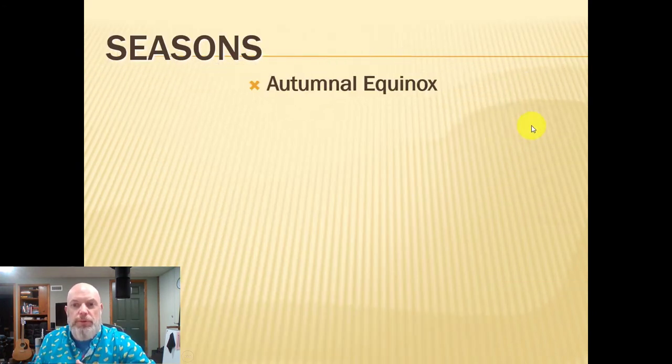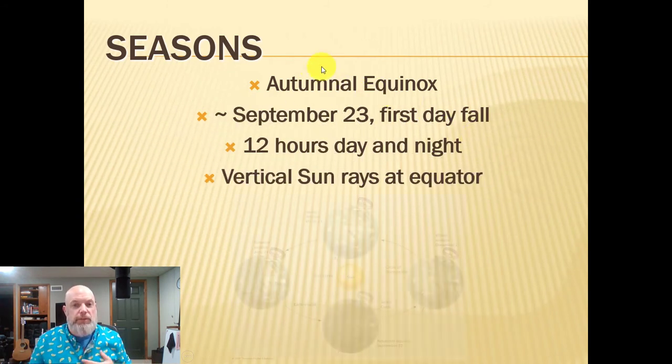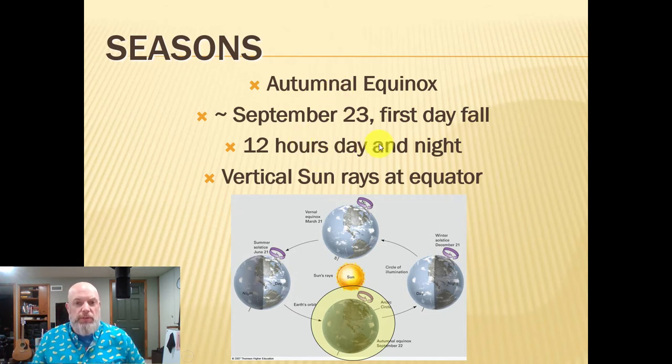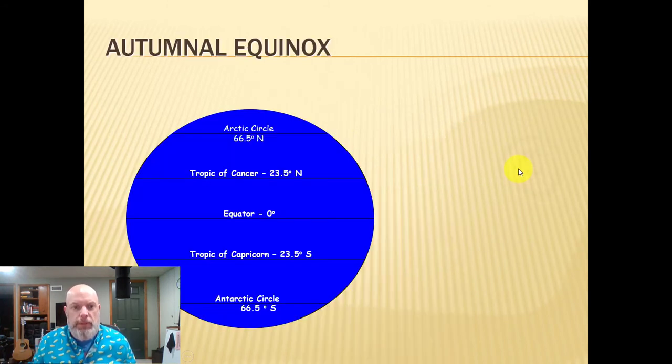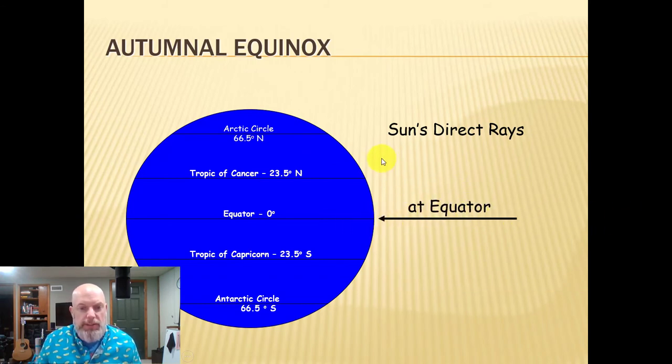All right, so if we run through these, we're just naming the seasons, the first day of each season, rather. So we have the autumnal equinox, somewhere around September 23rd. It's the first day of fall. You can call it the fall equinox if you want. About 12 hours a day, 12 hours a night. The vertical rays are right over the equator on that day. And that's that one there. Not always September 23rd. 20, 21, 22, just depends when it happens. And the important part is the sun's direct ray is right over the equator. So if you're standing at the equator that day, the sun is directly over your head.